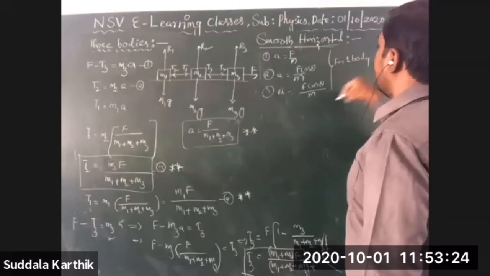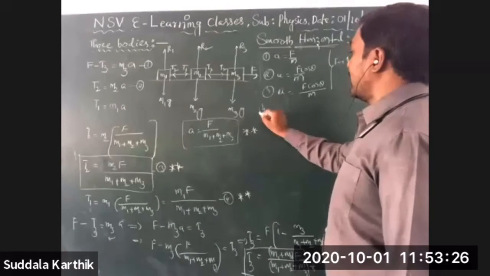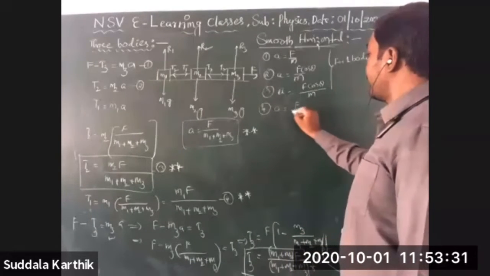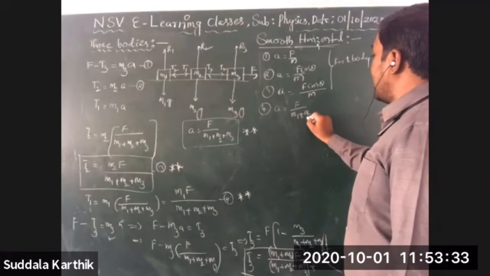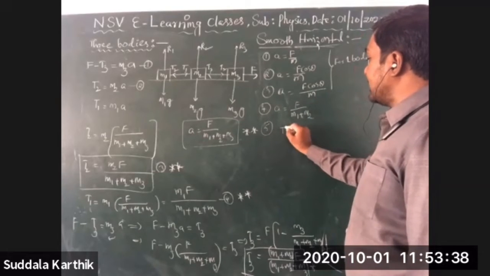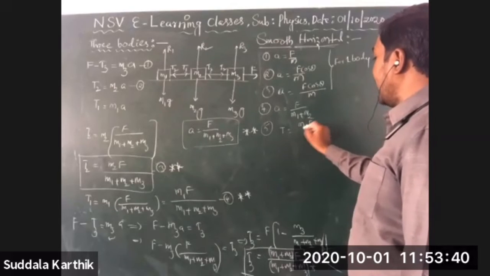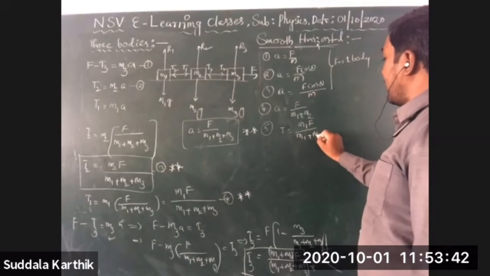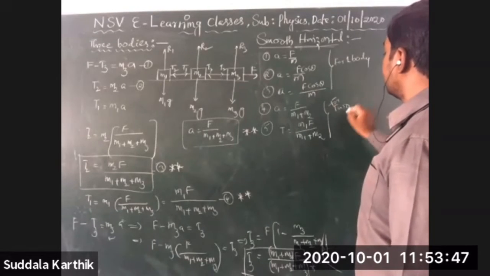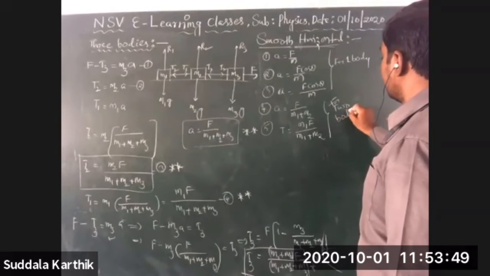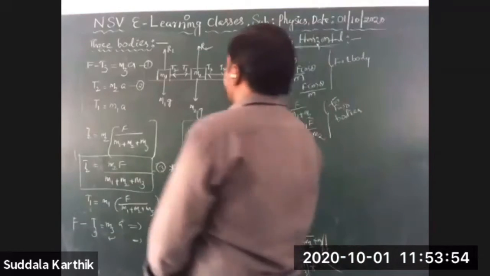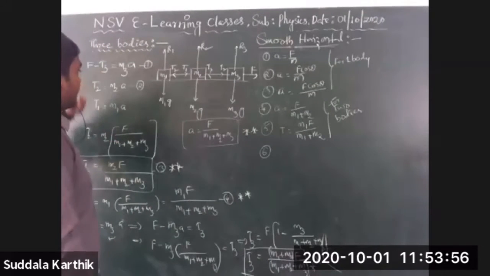For one body... for two bodies, the fourth one: a = F/(m1+m2). And the fifth formula: T = m1F/(m1+m2). These two are for two bodies. The sixth one is what? For three bodies.